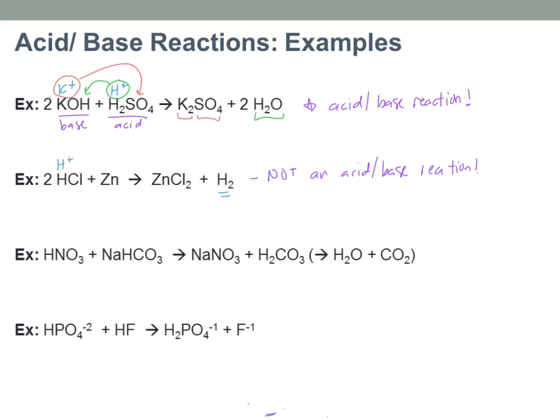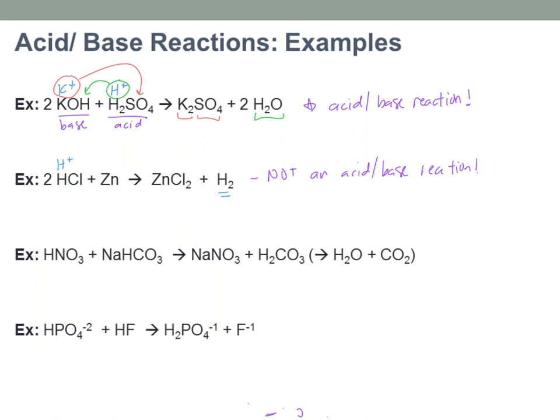There's no cation and anion here, right? So HCl in this case, while it is usually considered an acid, did not act as an acid. This is actually a redox reaction. We're not going to talk about it right now. But if I look back down here at the third example, I've got HNO3 and sodium bicarbonate, make some stuff.